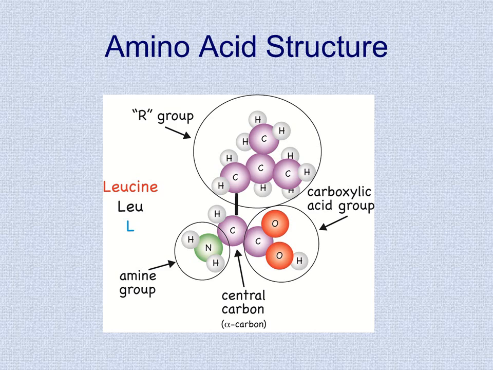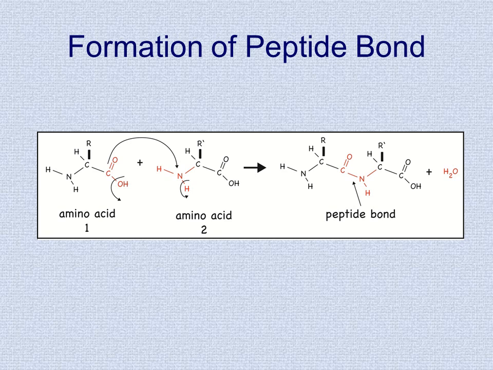It's abbreviated either LEU or people are starting to use the one-letter abbreviations nowadays, and that would be abbreviated as an L. The amino acids form peptide bonds. The carboxylic acid group of one amino acid joins with the amino group of another amino acid to form the amide linkage, the C double bond O NH linkage that you see on the right hand of the screen. In proteins we call it a peptide bond, but in organic chemistry we call it an amide bond. It's exactly the same thing.